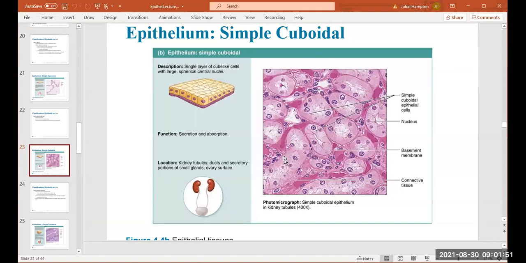So remember, as you study, you have to be able to recognize the tissue on a picture and be prepared to answer questions like, identify the cell type of this tissue.